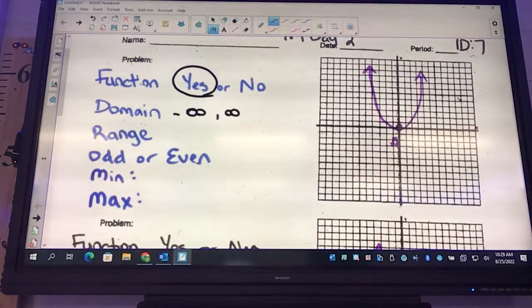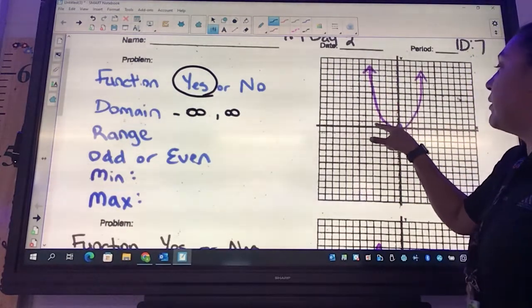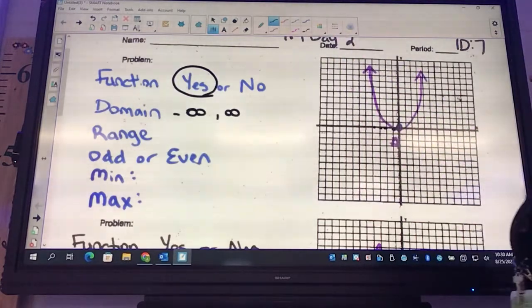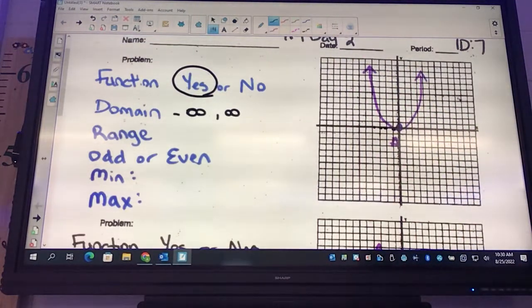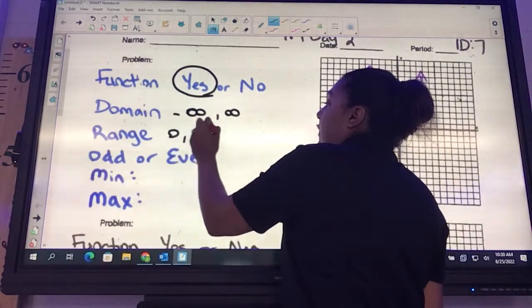What's up? So, because on this side of the graph, you touch this first, and this is like -1, -2, -3, so you can see that it's negative infinity. The range. Range is 0 to what? Infinity. Infinity, good.